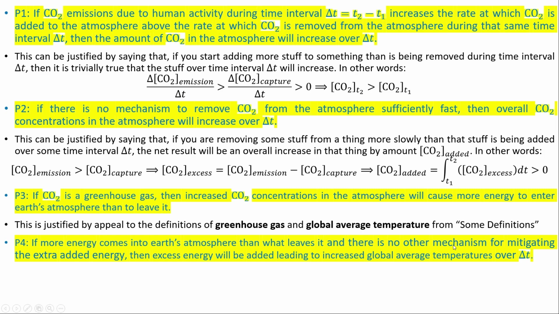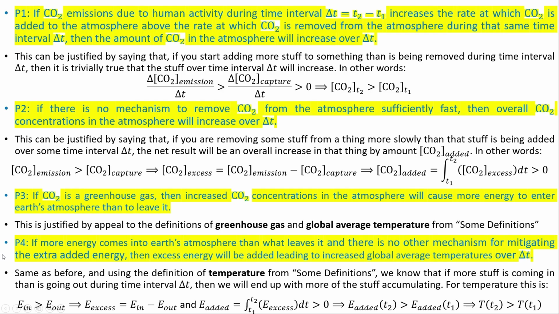Then premise 4 here: if more energy comes into the Earth's atmosphere than what leaves it, and there is no other mechanism for mitigating the extra added energy, then excess energy will be added, leading to increased global average temperature over delta T. So same as before, using the definition of temperature from the definitions, we know that if more stuff is coming in than is going out during this time interval, then we will end up with more stuff accumulating. So for temperature, this looks like this.